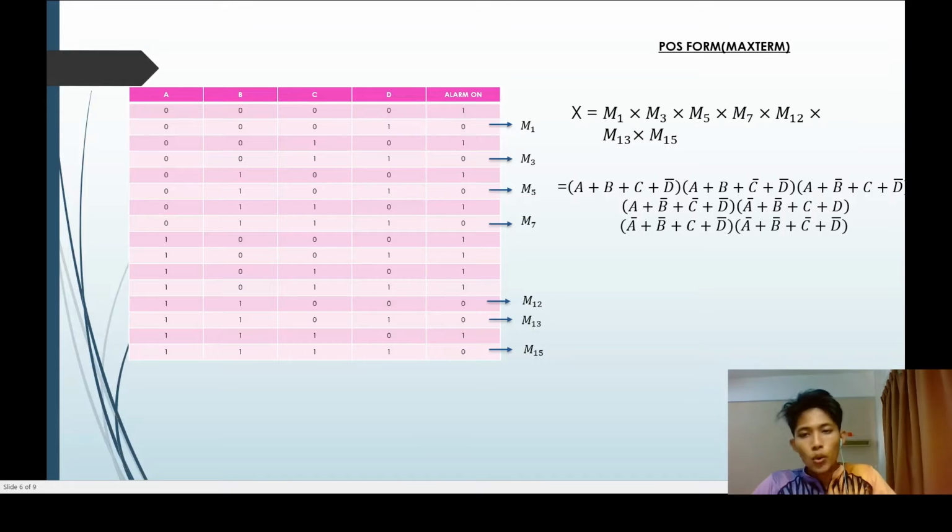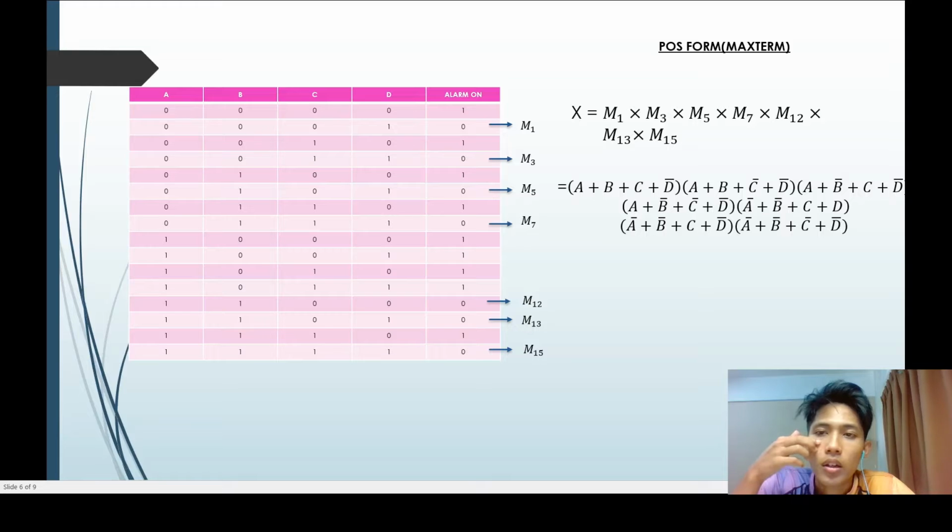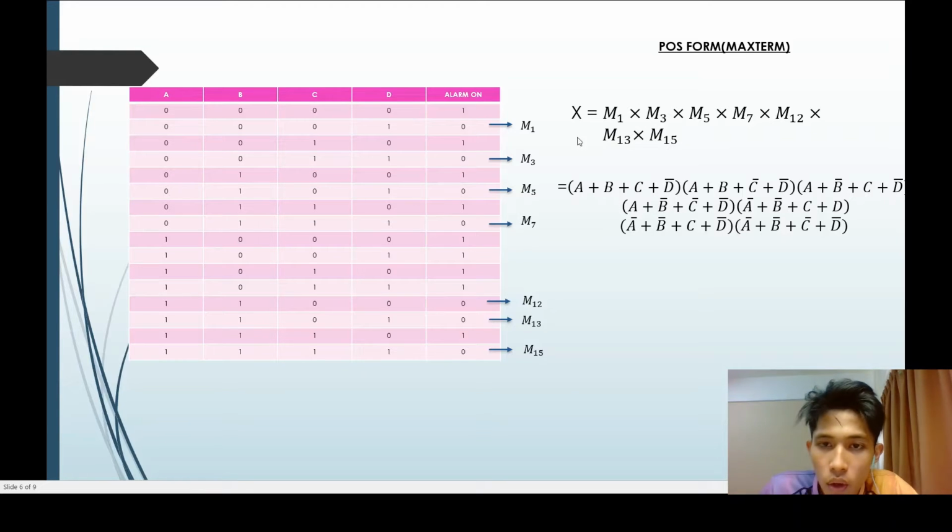So we need to know that for the POS form, if the input is 1, it will be barred. It's not the same as SOP. For SOP, the 1 will be bar, but for the POS form, the input 0 will be bar. The first one we see for the first term is M1. Here is M1: 0, 0, 0, 1. So only D is 1. So that's why only D will be barred.